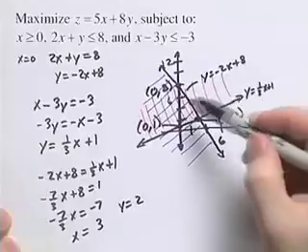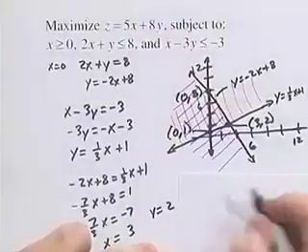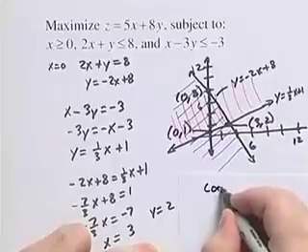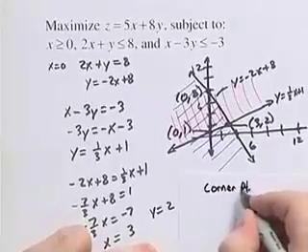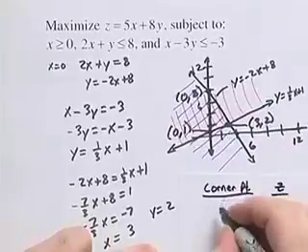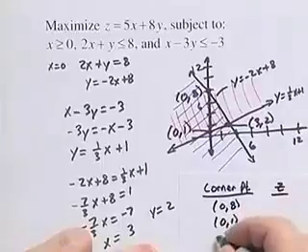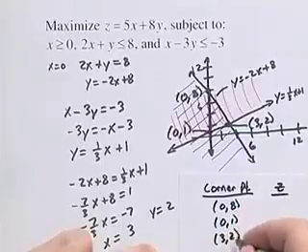So we have 3 corner points: 0, 8, 0, 1, and 3, 2. Since we know that the maximum value of our objective function must occur at one of the corner points, we simply evaluate the objective function at each of our 3 corner points. So we're going to list our corner points, and we're going to use those to evaluate the objective function. So we have 3 corner points, 0, 8, 0, 1, and 3, 2.